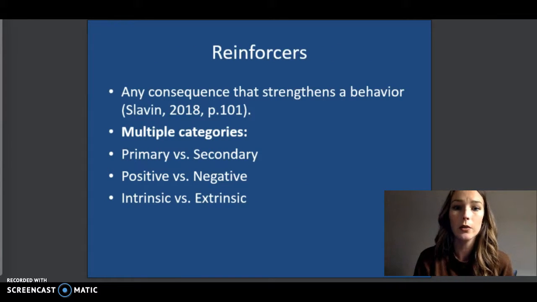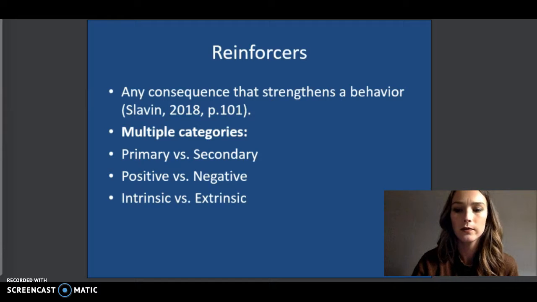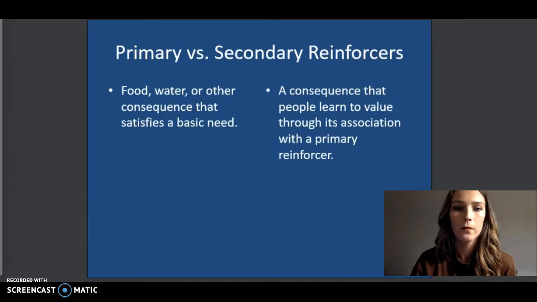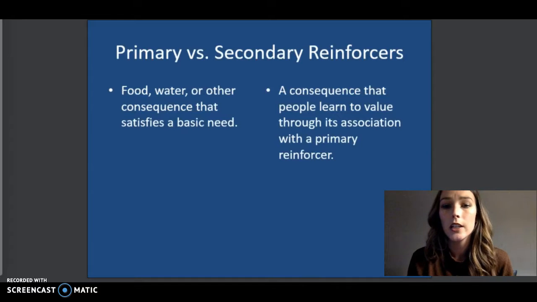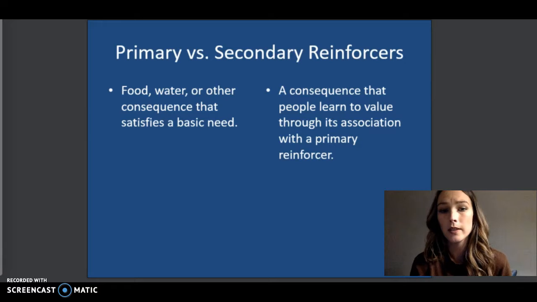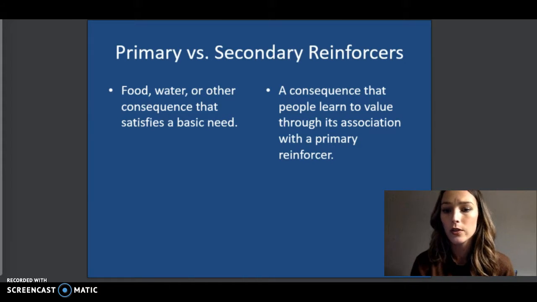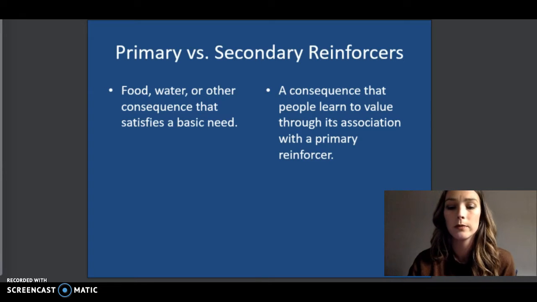Reinforcers are any consequence that strengthens a behavior. There are three different categories: primary versus secondary, positive versus negative, and intrinsic versus extrinsic. Primary versus secondary reinforcers. Primary is stuff that is a basic need, like food, water, or other consequences that satisfy a basic need. And secondary is a consequence that people learn to value through its association with a primary reinforcer.